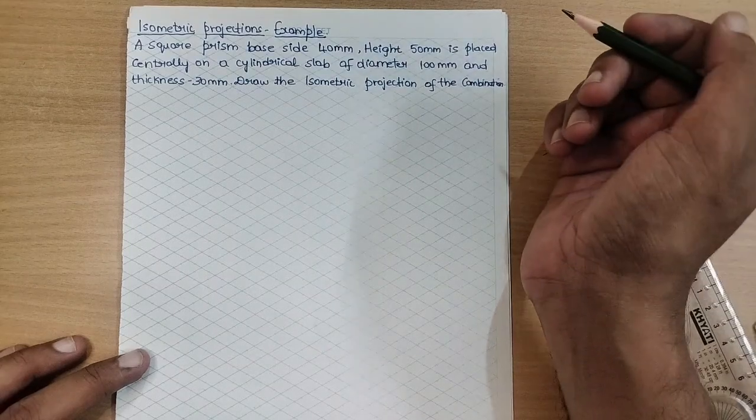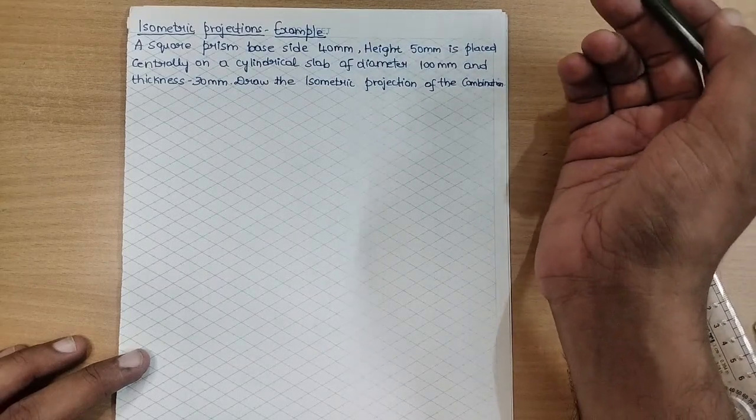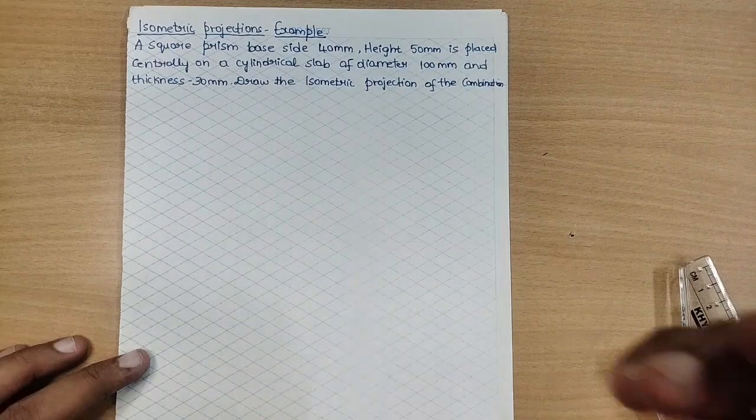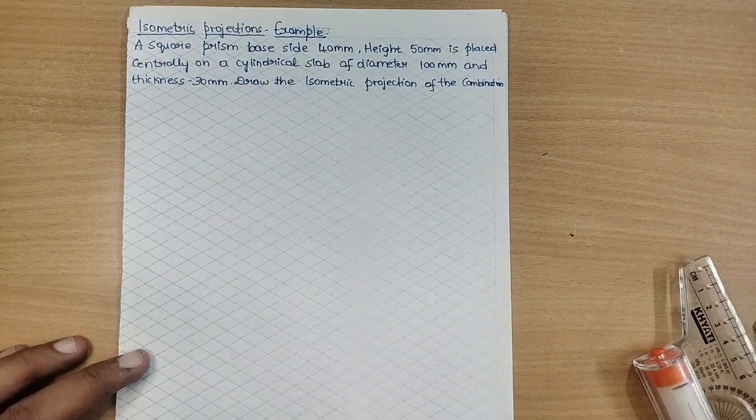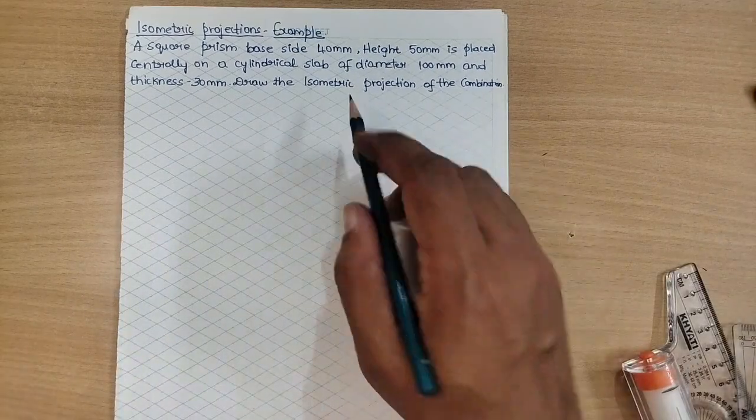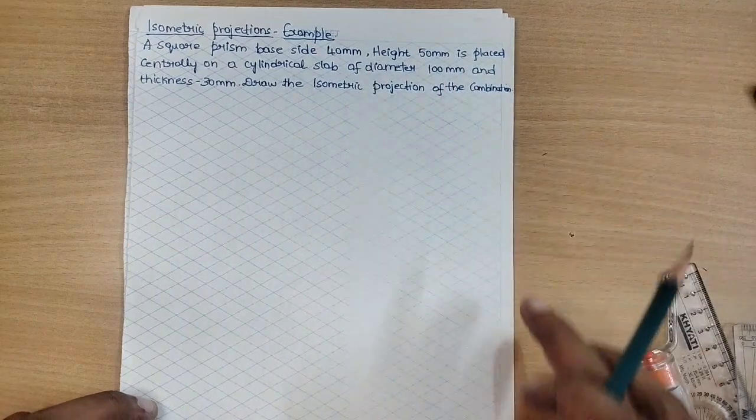Two geometries, there is a cylindrical slab, upon that one square prism has to be placed. Dear learners, please do remember that a cylinder is nothing but the ellipse in the isometric projections. Repeat. Circles in the orthographic projections become ellipses in the isometric projections. Let us first construct a cylindrical slab of 100 mm diameter and thickness 30 mm.